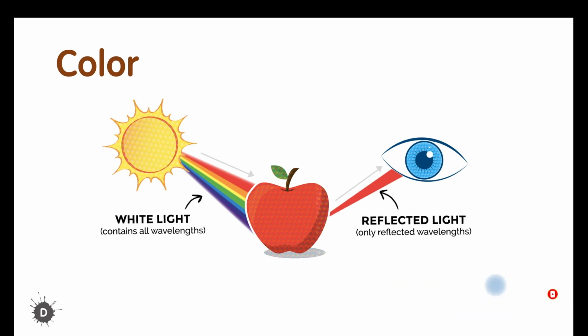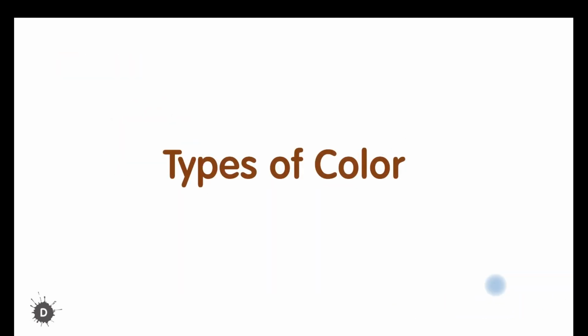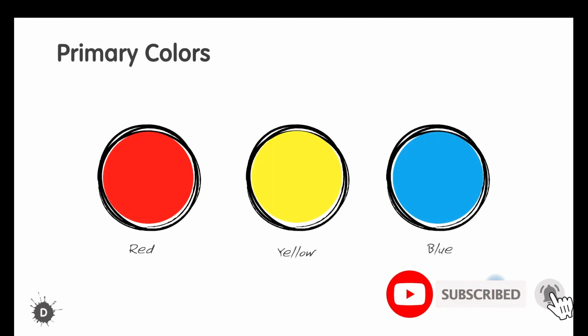Types of color. We have primary colors. They are red, yellow, and blue. They are a set of colors that can be combined to make a useful range of colors. These primary colors are those colors which cannot be created by mixing other colors in a given color space.